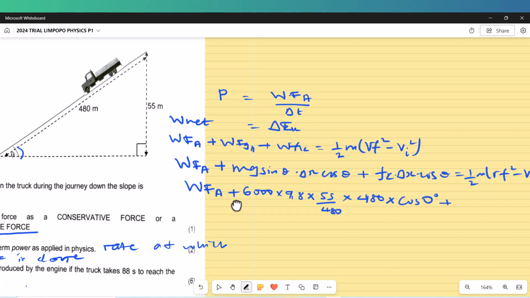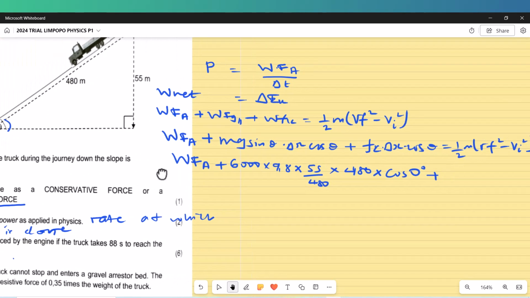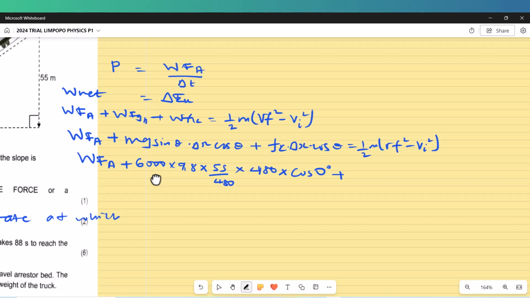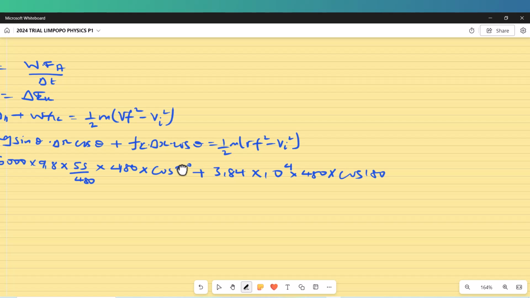Are we together? I go now to friction. The friction force, they gave us a value: 3.84 times 10 to the power 4. Then times the displacement, which is also 480. That's F_k times displacement, then times cos of theta. The angle for friction is 180, so times cos 180. Then equals a half times 6,000, open brackets, V final, which they gave us as 11, so 11 squared minus 0 squared.